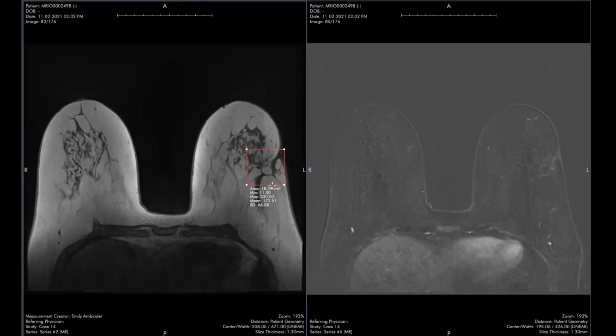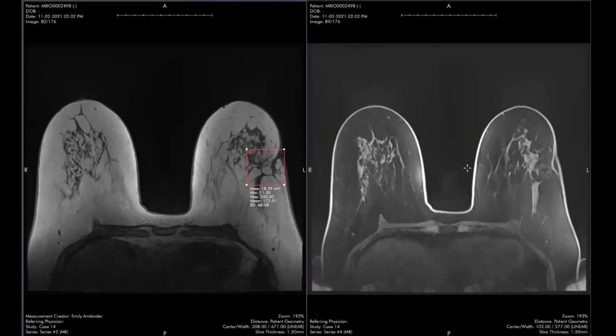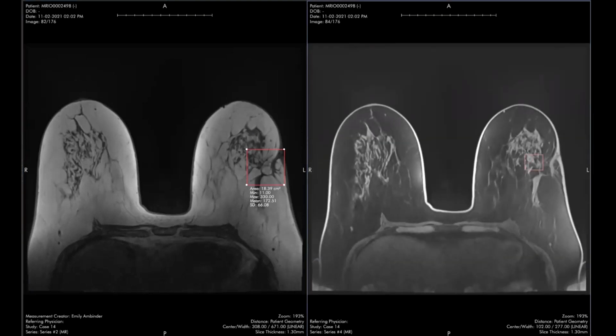So here is the area of surgery, and we see this fat intensity. It's bright on the T1 non-fat saturated sequence. When we look at the fat saturated sequence, we see that that area that was bright on the non-fat saturated sequence is now dark, confirming that it is fat that makes it up.